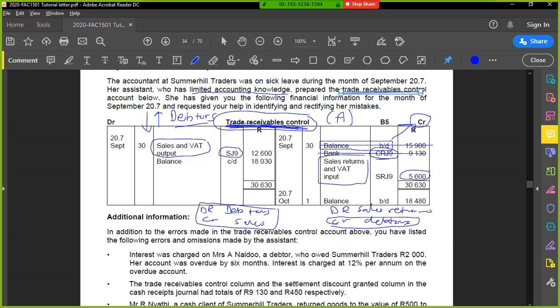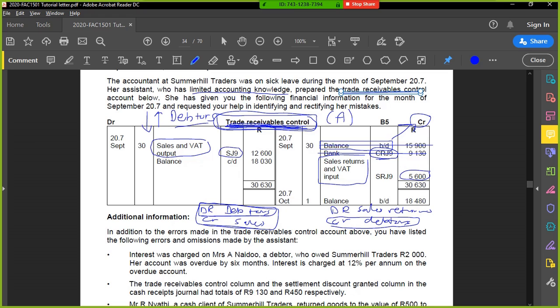What are you doing to trade receivables? Okay, you're debiting it. Debit debtors or trade receivables, credit sales. I get confused with this often, actually, because you're not looking at the accounts, you're looking at the description. The account is trade receivables.